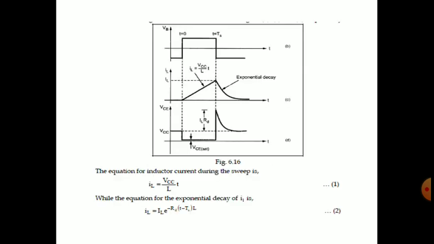The equation for inductor current during this sweep is IL equal to VCC by L into T, while the equation for the exponential decay is small IL equal to capital IL, the maximum value, into e power minus RD into T minus Ts by L. We are decaying exponentially from the peak value of IL starting from time Ts, not from zero, so we have T minus Ts, divided by L as the time constant.